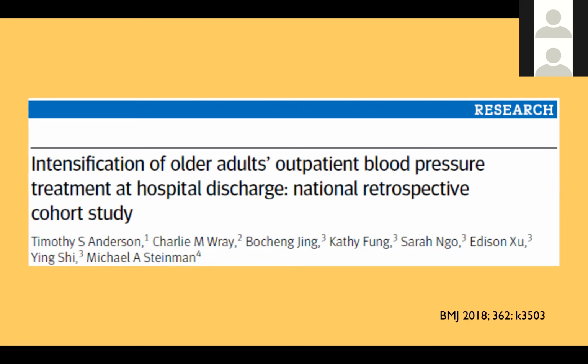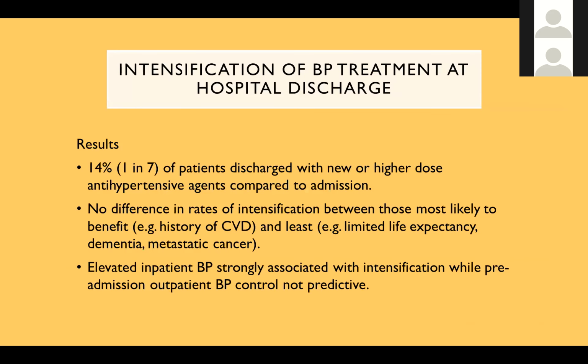And what they did was, it was a retrospective cohort study. They looked at the patient's prescriptions before they went into hospital for an admission, and all these admissions were for non-cardiac causes. And then they looked at the prescriptions that they were on at time of discharge. And they found that surprisingly 40%, so 1 in 7, ended up having their hypertensive regimen intensified. So either a higher dose of medications that they were already on, or new agents added on compared to pre-admission.